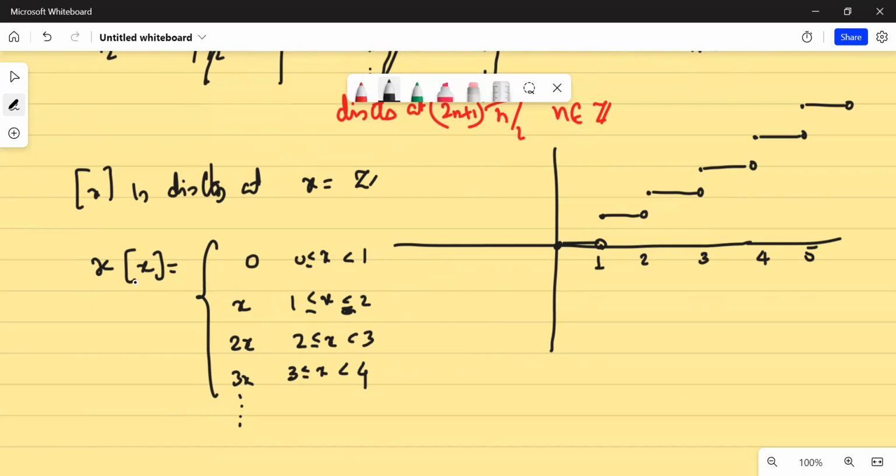Yes, sir. Look, this greatest integer will hold an integral value. So let's say if x lies between 0 and 1, it will become 0. If x lies between 1 and 2, it will become 1. So 1 into x is x, so on and so forth.